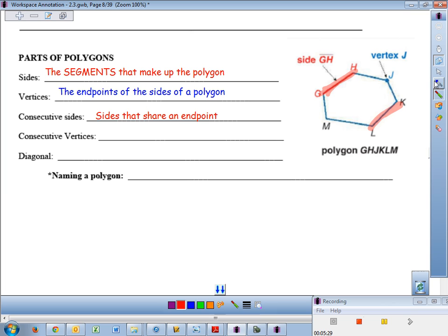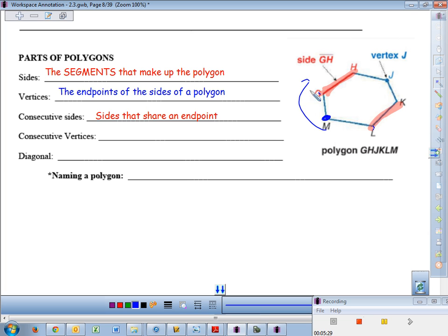Then consecutive vertices. So again, they're right in a row. Let me pick this vertice. Isn't M a vertice? Give me one that's consecutive with it. L is one of them, and the other one? G, right? Got to be right in a row. You got to go around the clock, either clockwise or counterclockwise, right in a row. So consecutive vertices are endpoints of the same side. Endpoints of the same side are consecutive vertices.